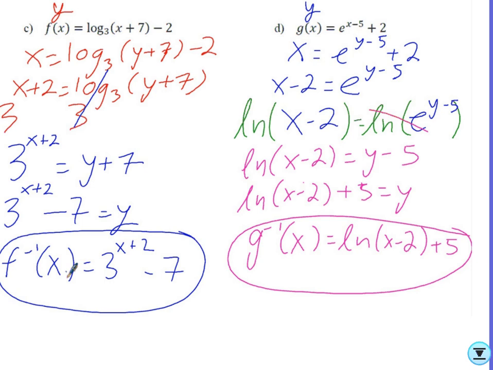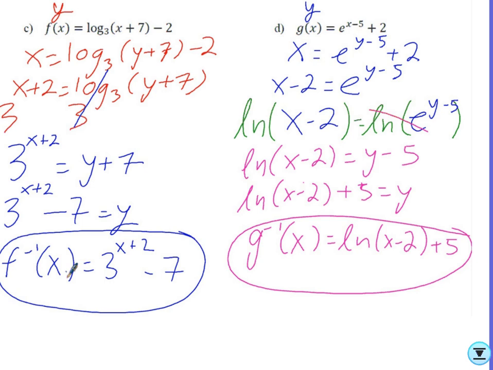For letter D, we are again going to switch x and y. X equals e to the y minus 5 power, plus 2. We need to isolate the exponential, which is the e to the y minus 5, so we subtract 2 from each side. Then we are going to get rid of the exponential base of e by doing the inverse, which is ln of each side. So ln of x minus 2 equals ln of e to the y minus 5.